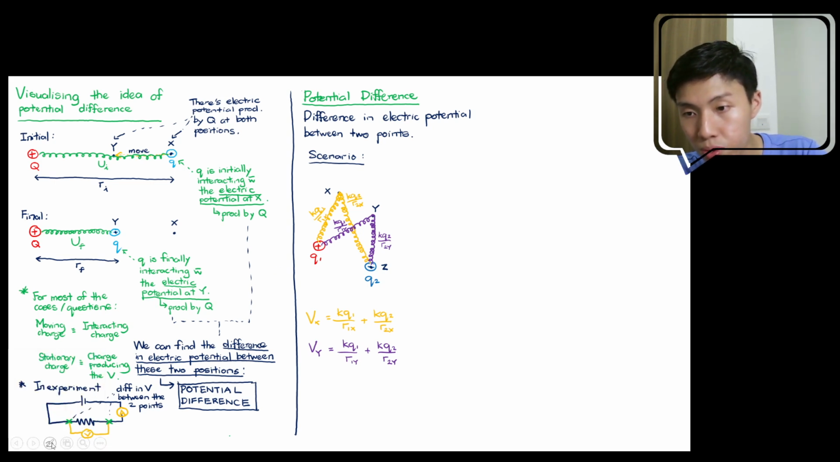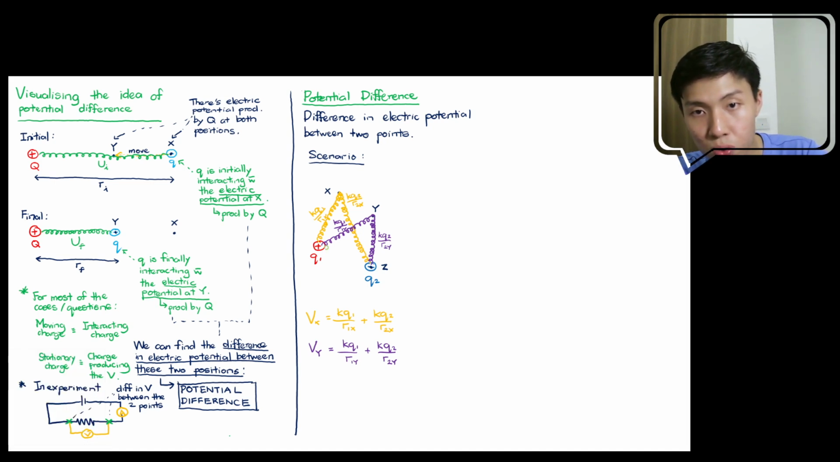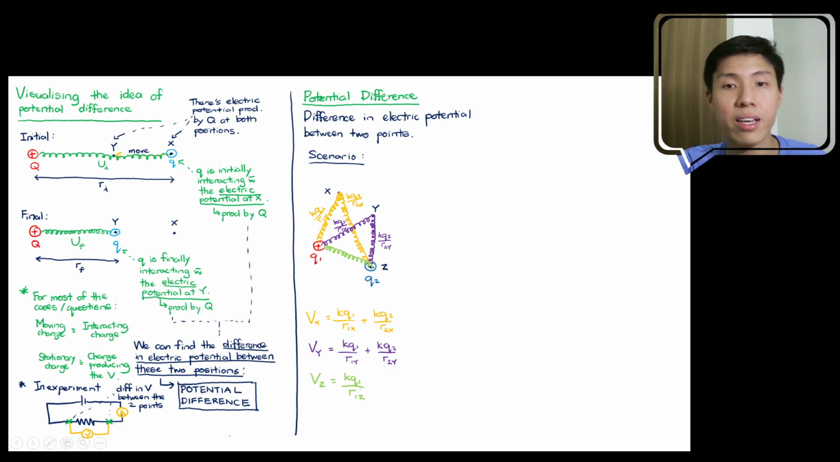Maybe I use green. So there's Q1 producing the electric potential, and the point that I'm interested in is Z. So if I find Vz, it will only be one spring, which is produced by Q1. This is R between charge 1 and position Z. There's no two springs over here. For position Z, there's only one spring. So I'm going to add KQ1 over R1Z.